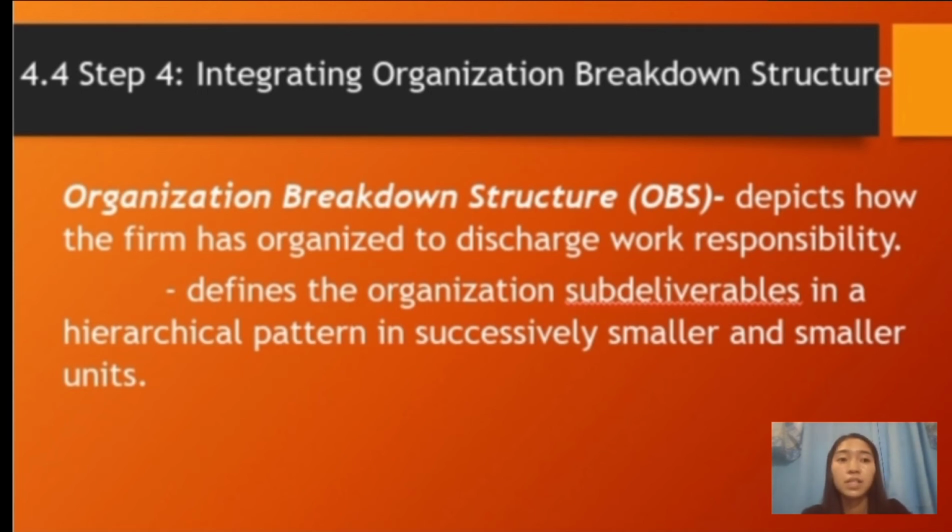So what is an organization breakdown structure? The organization breakdown structure depicts how the firm has organized to discharge work responsibility. It defines the organization's sub-deliverables in a hierarchical pattern in successively smaller and smaller units. So, it is a project organization plan for identification of responsibility, accountability, management, and approvals of the work scope.